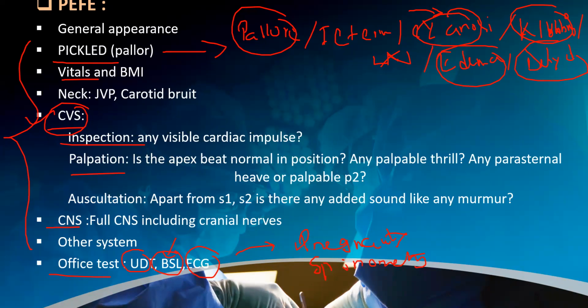So Dr. Ariba, you just say that you would like to know if there is any office test available like urine dipstick, blood sugar, and ECG. If it's available, the examiner will say, this is the ECG, or it's not available. So you just ask it.